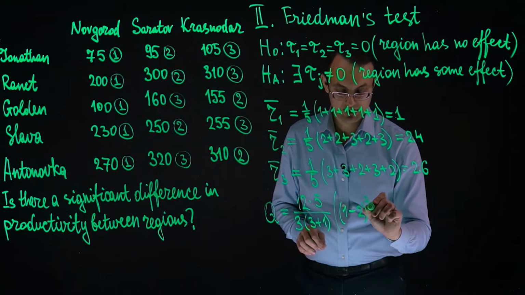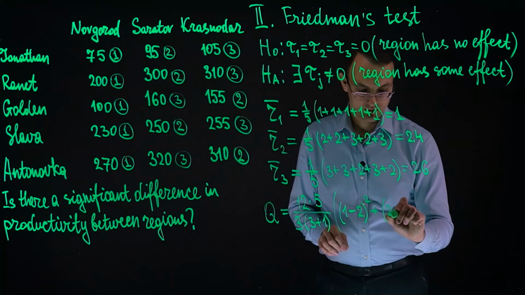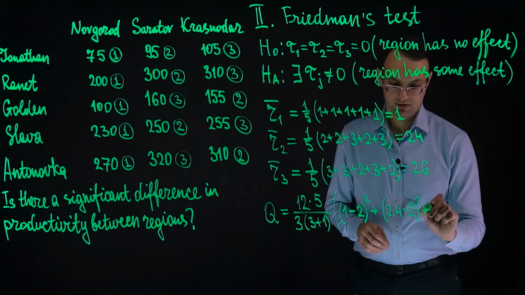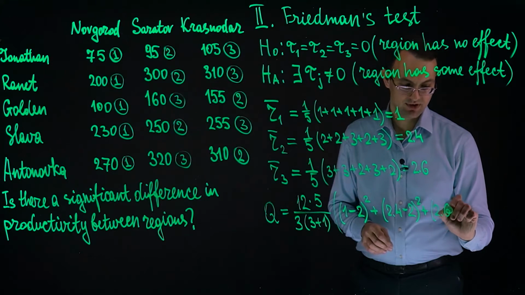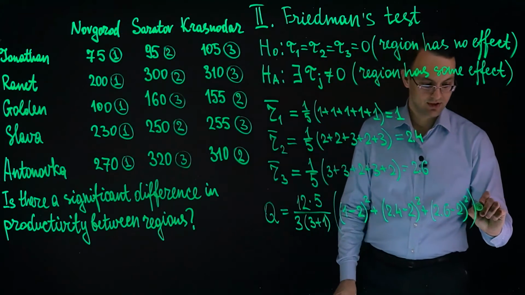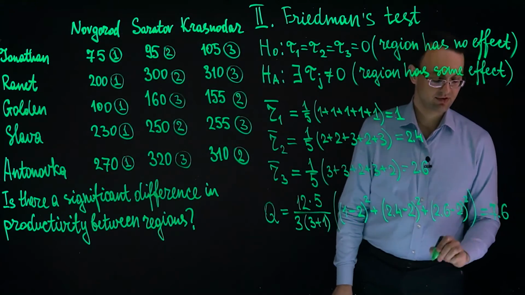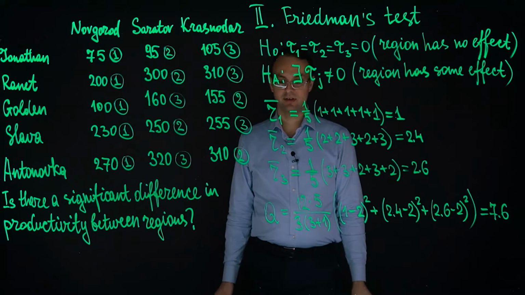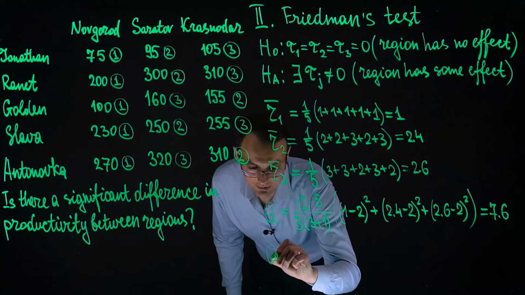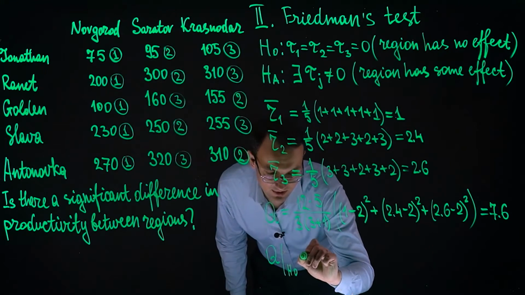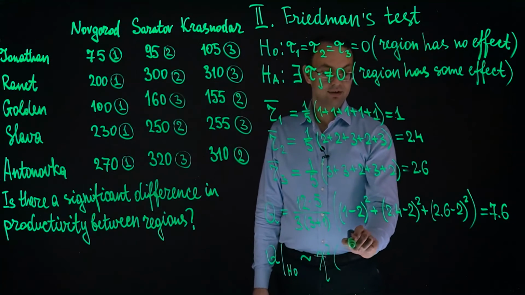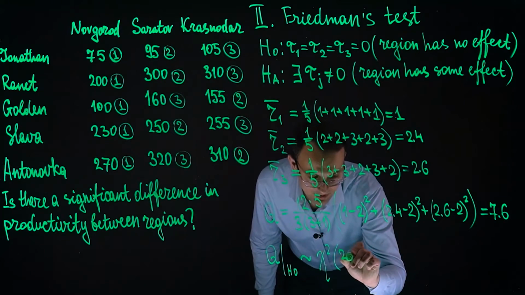So 1 minus 2 squared plus 2.4 minus 2 squared plus 2.6 minus 2 squared. And so all this is 7.6. So this is the test statistic. As we know, under the null hypothesis, the test statistic follows a chi-squared distribution with number of degrees of freedom L minus 1. L minus 1 is 2, 3 minus 1.